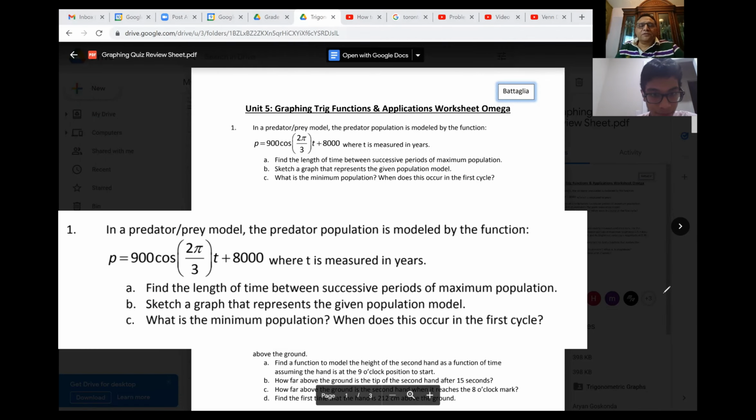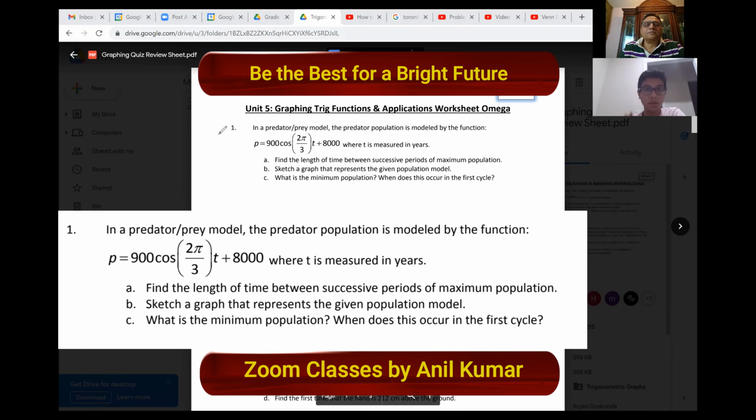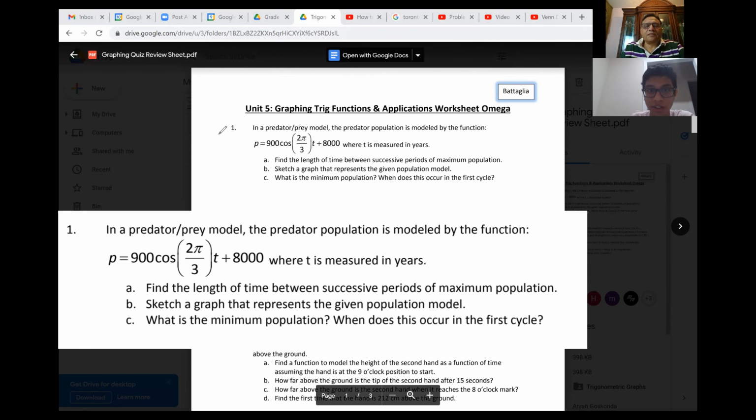Okay, let's begin with the very first one. It is a very interesting question. So Aryan, can you please read question number one? In a predator-prey model, the predator population is modeled by the function p is equal to 900 cosine 2 pi over 3 t plus 8,000, where t is measured in years. A: Find the length of time between successive periods of maximum population. B: Sketch a graph that represents the given population model. C: What is the minimum population, and when does this occur in the first cycle?